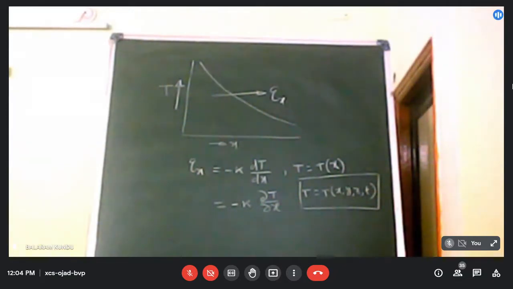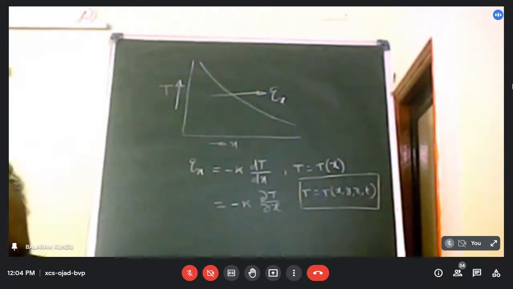Temperature may be a function of x, y, z, and t. By applying Fourier's law of heat conduction, if you want to determine the heat flux Qx, that is equal to minus k del T del x. This equation is valid definitely for isotropic material. For anisotropic material, we have to consider three components again.